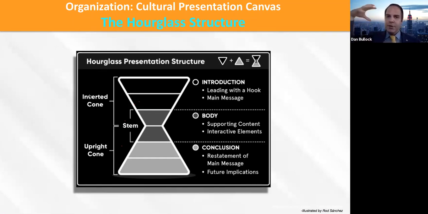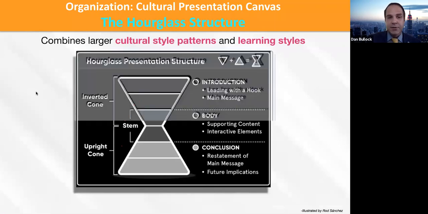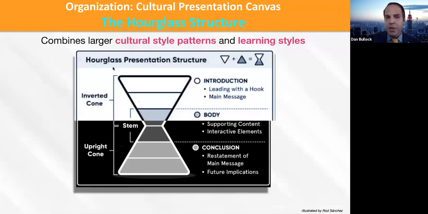Now, the idea with this hourglass structure is that we're combining both high context cultures in terms of the way that information tends to be received, as well as low context cultures and their preferences for how information is received, okay? So it combines larger cultural style patterns and learning styles, okay? So if we just look at this top portion, we have this inverted cone, right?